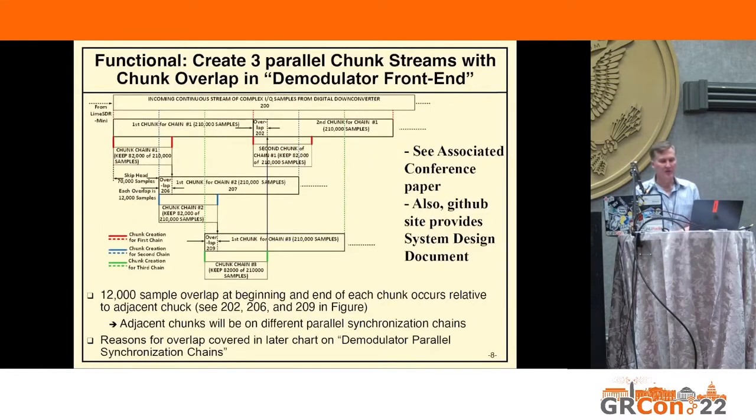Okay, this is the demodulator front end again, but with a functional view. The top rectangle is the incoming stream of samples from the dongle. I chopped those up into chunks with a 12,000 sample overlap at the beginning of each chunk. So 12,000 sample overlap from chunk to chunk. And you could see that here in the figure in the 202, 206, and 209 of this figure. And I'll talk about that overlap more and the reasons for it in a couple charts.